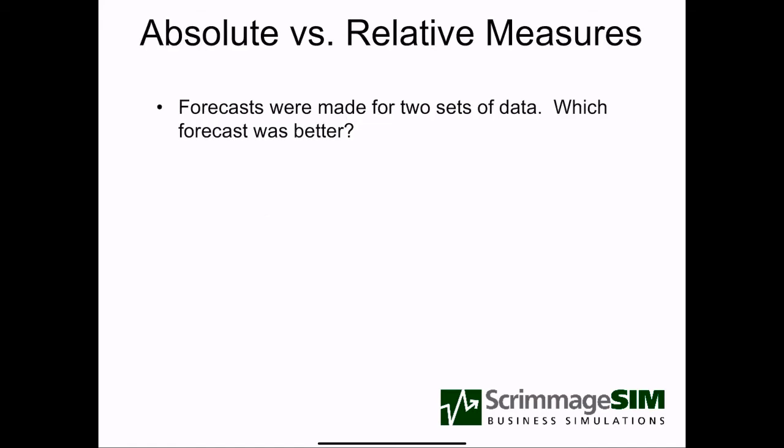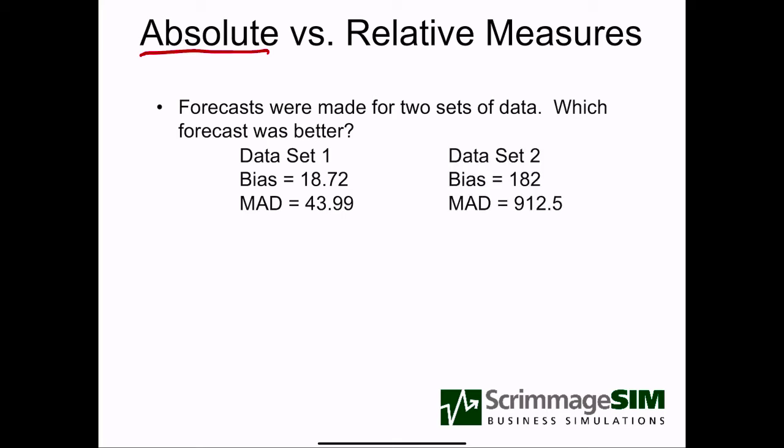The measures that we presented, the bias and the MAD, are absolute measures. We're going to look at the need for relative measures here in a second. To provide some background, let's look at forecasts for two sets of data, and let's look at the error measures. For data set 1, the bias is approximately 18, the MAD is near 44. For data set 2, the bias is 182 and the MAD is 912.